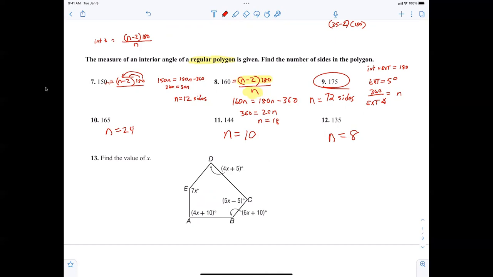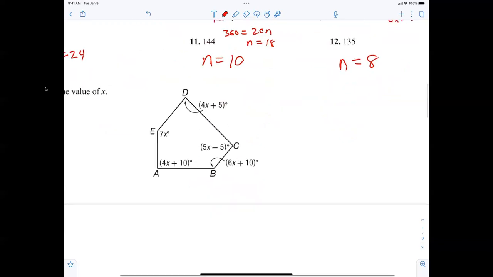All right. So everybody look at 13 for a quick moment. Is that a regular pentagon? Definitely not. All right. So I need to figure out the value of X. And then on the test, it says calculate the value of X and find all of the angles. So that's what we're going to do. So how do I calculate the angles? First of all, what's the sum of the interior angles?